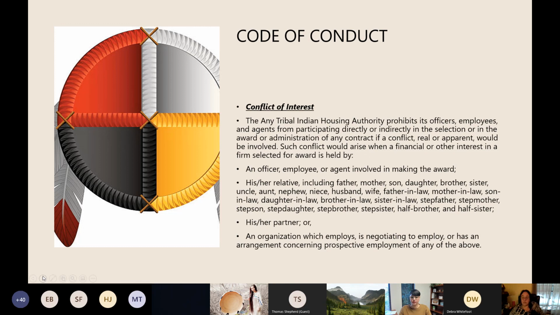His or her relative, including father, mother, son, daughter, brother, sister. This is the point that you're going to need. If you don't have it already, you're going to have to make a definition of what immediate family is for your housing entity. I've seen it all the way to first cousin, but on my reservation, if it would have said first cousin to me at one time, I had 29. That would have been a lot.